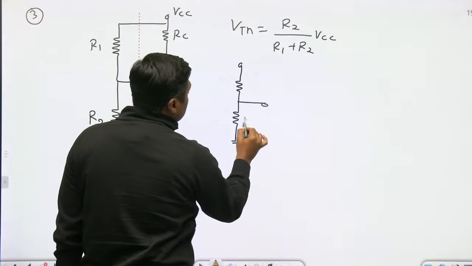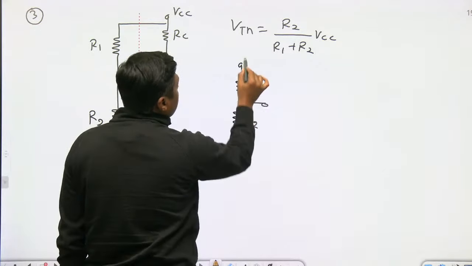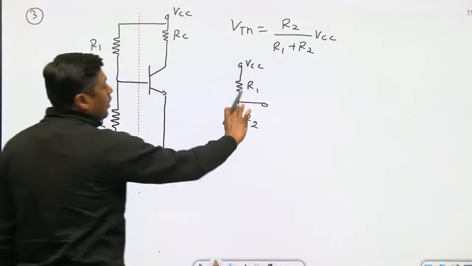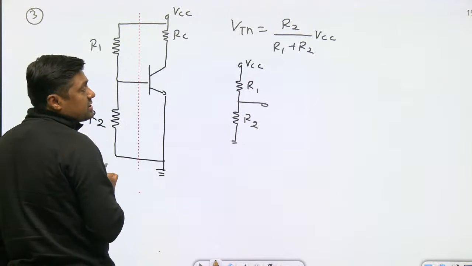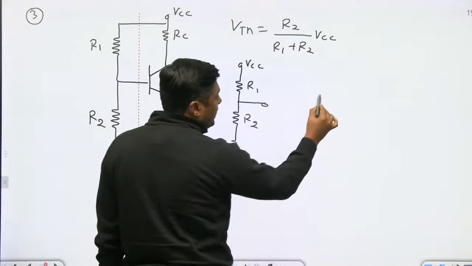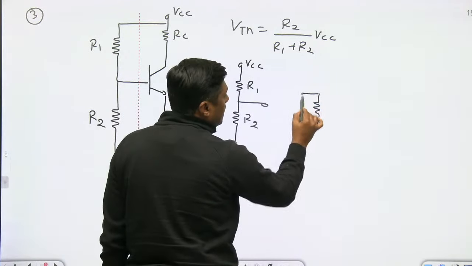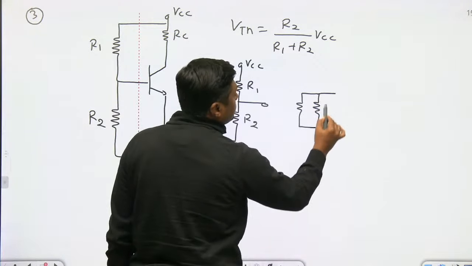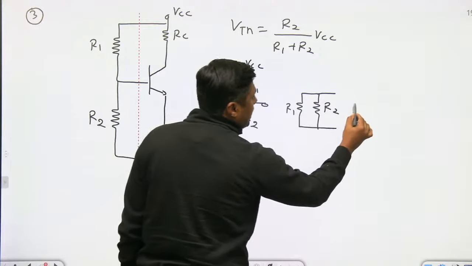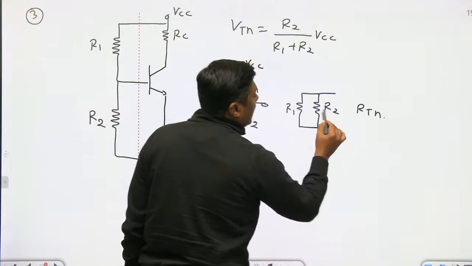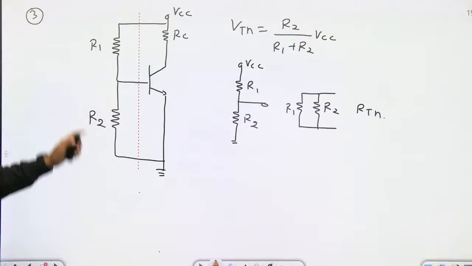That is the value. This is R2, this is R1, this is VCC. So we are finding the value of voltage, and this is called VTH, equal to R2 by R1 plus R2 into VCC. And at this point we are finding the RTH, that is nothing but R1 parallel with R2. That is the RTH.